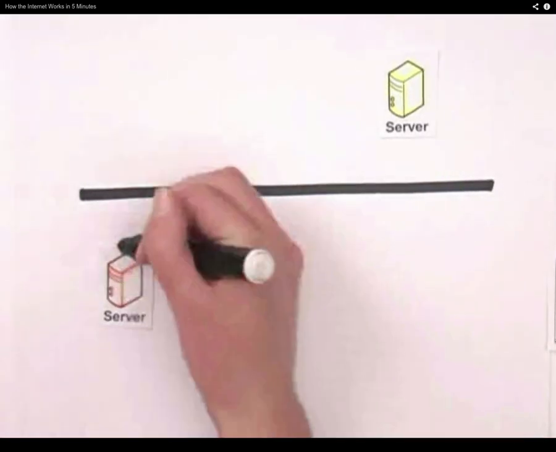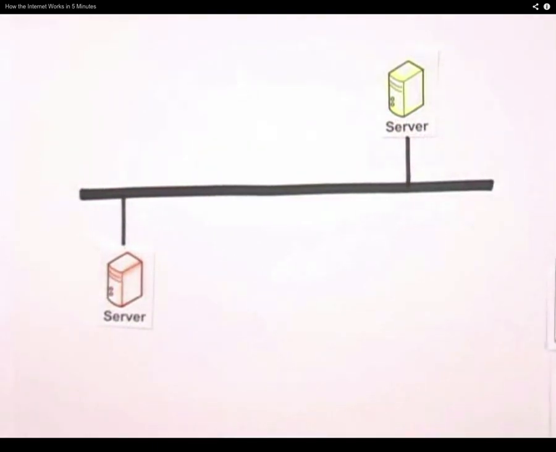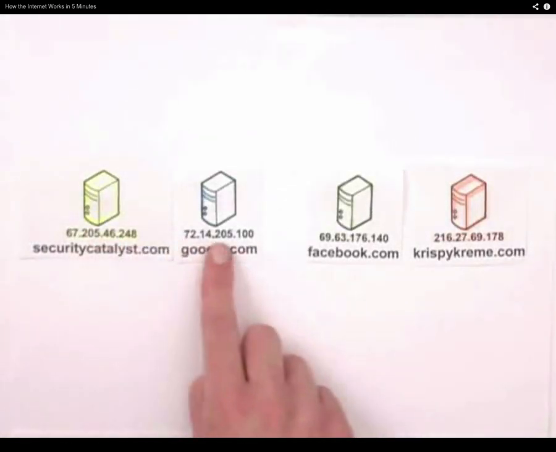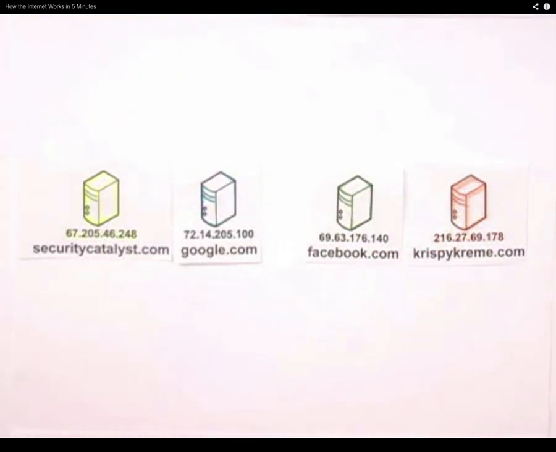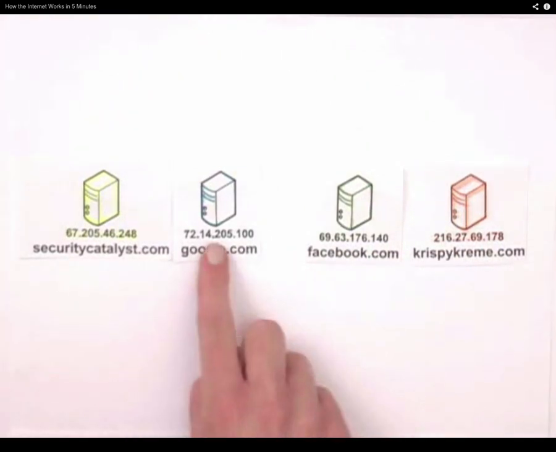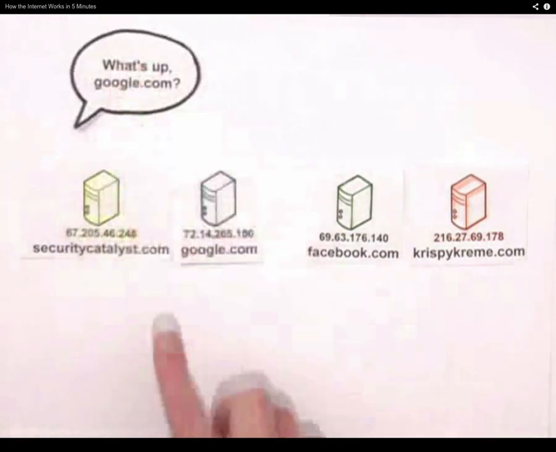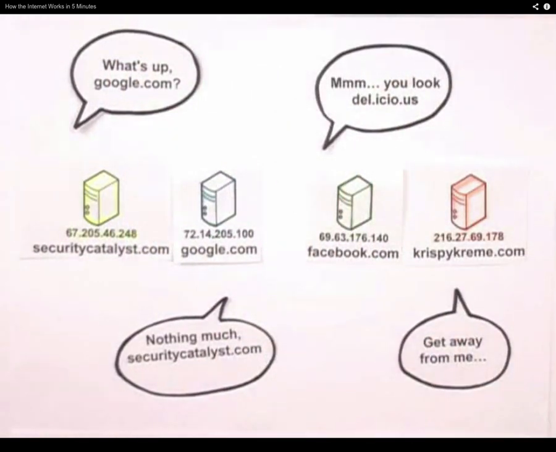The internet is useful because two computers connected directly to this wire can communicate. A server is a special computer connected directly to the internet, and web pages are files on that server's hard drive. Every server has a unique Internet Protocol address, or IP address. Just like a postal address, IP addresses help computers find each other. But since 72.14.205.100 doesn't exactly roll off the tongue, we also give them names like Google.com, Facebook.com, or SecurityCatalyst.com.